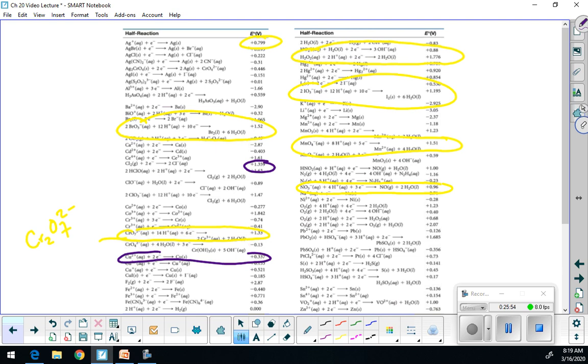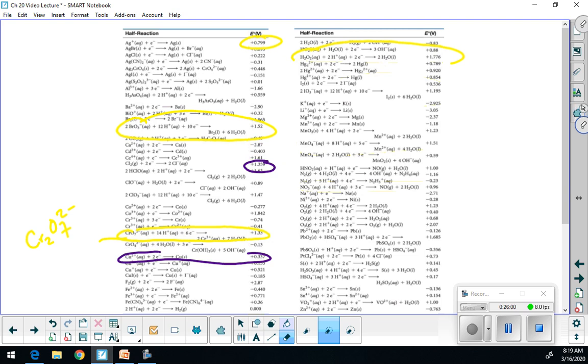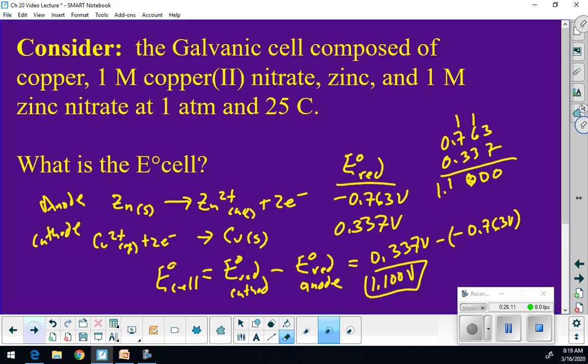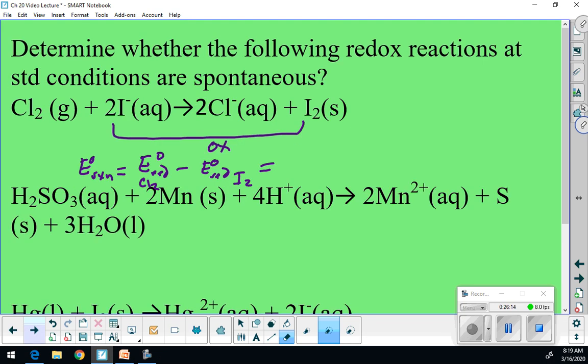What is it for my iodine? Oh boy, I have to clean up some stuff here because I can't see. Iodine is right here, right? 0.536. Okay, so I'm going to take my chloride, 1.359 volts minus 0.536 volts, and that is clearly going to be a positive value, and so it will be spontaneous. Good. Now we need to look at the next one.